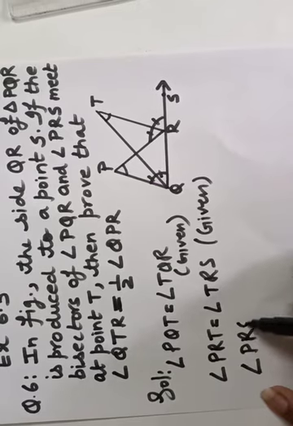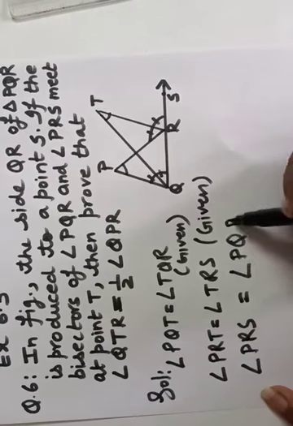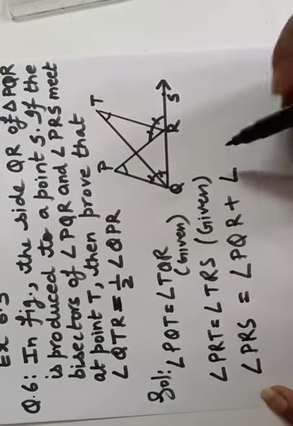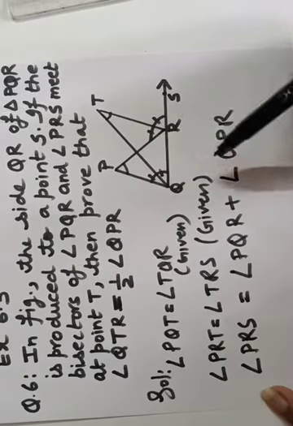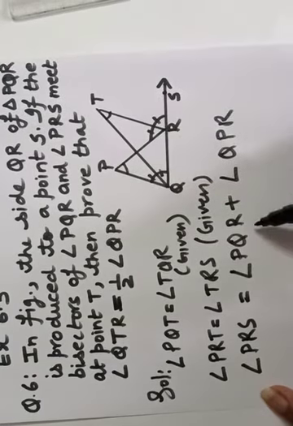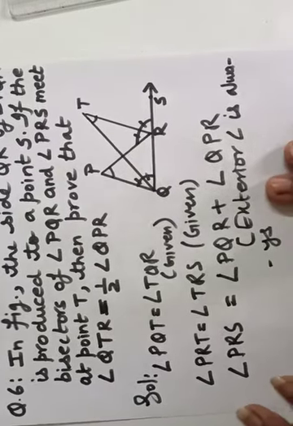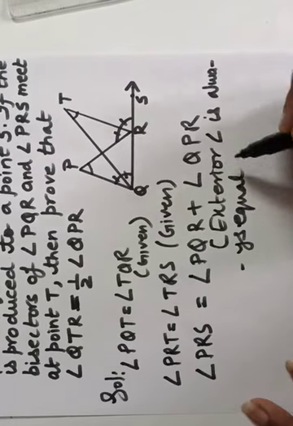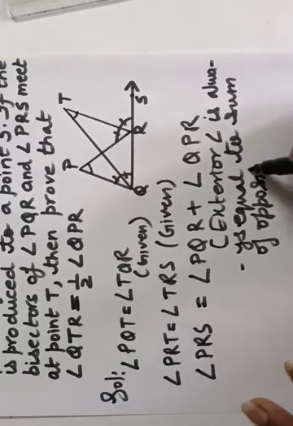Angle PRS is equal to angle PQR plus angle QPR. Yes, since angle PRS is the exterior angle of this triangle PQR. So let's write: exterior angle is always equal to the sum of the opposite angles.